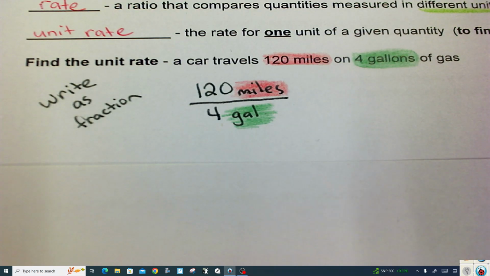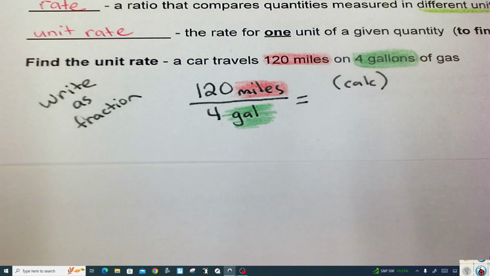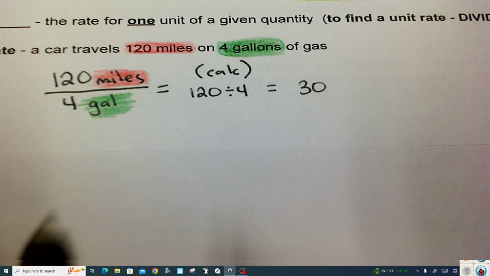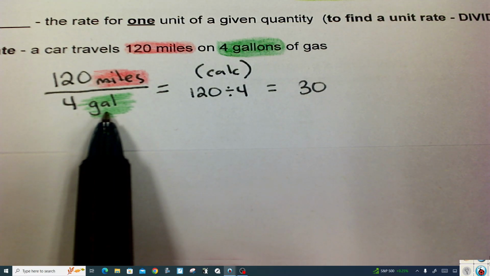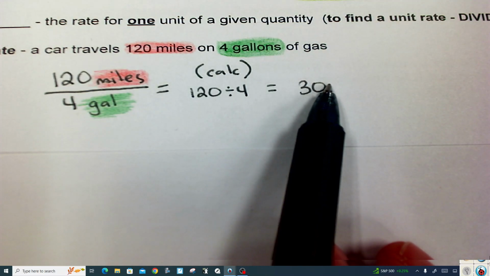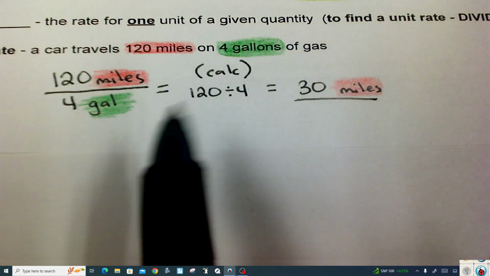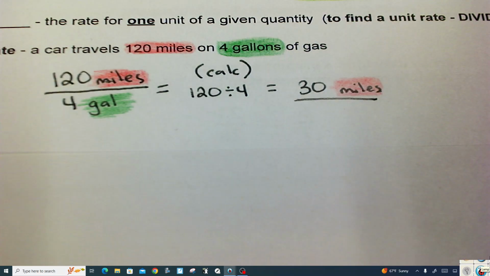So how can we do that? Well, on your calculator, just type in the top number and divide it by the bottom number. And so that gets us 30, right? Now, if we could just go and take this fraction setup with the miles on top and the gallons on bottom and transfer it over here to our answer, we'll pretty much be done. So miles would go up here with the 30, right? And since we don't have a number on the bottom, we're going to make that a 1. And then we can put gallons beside the 1.